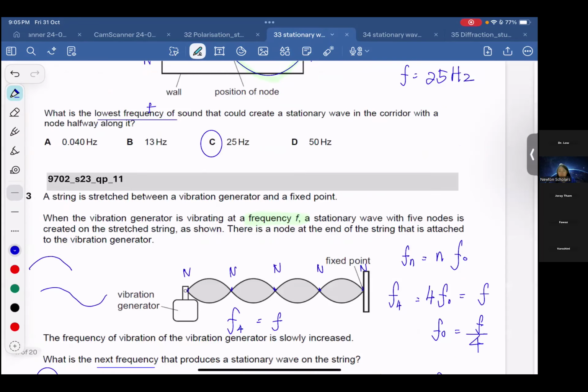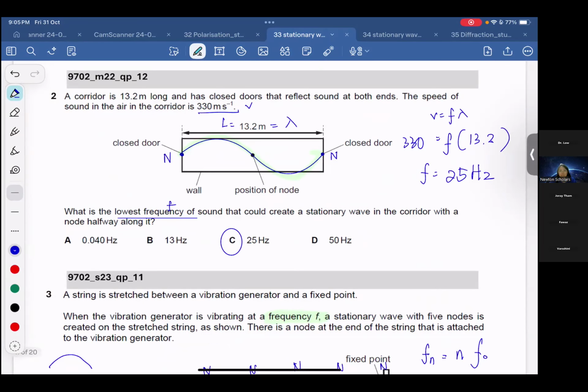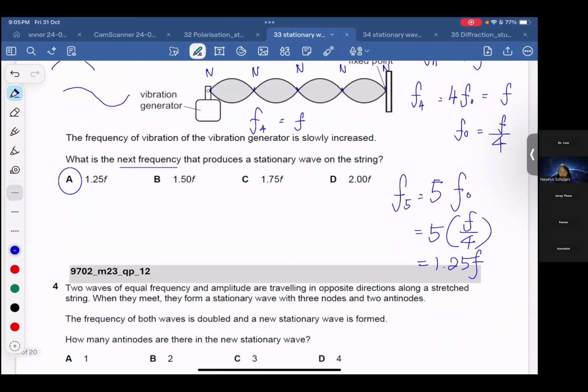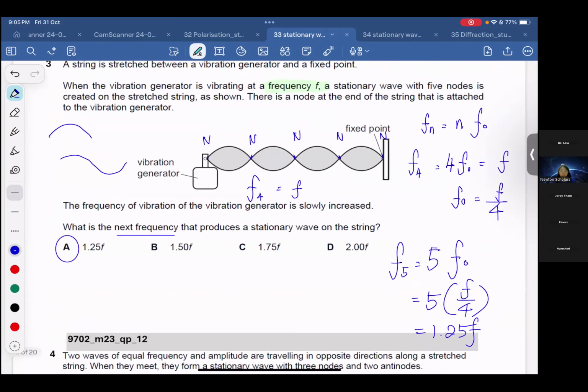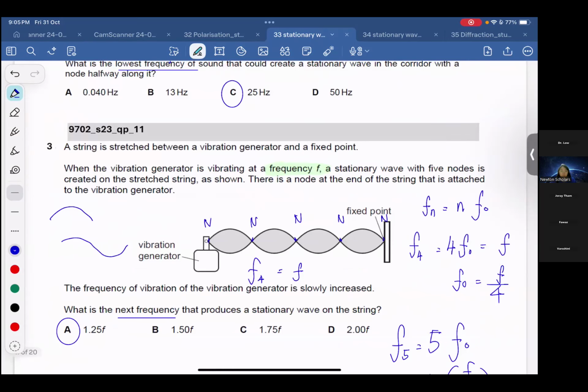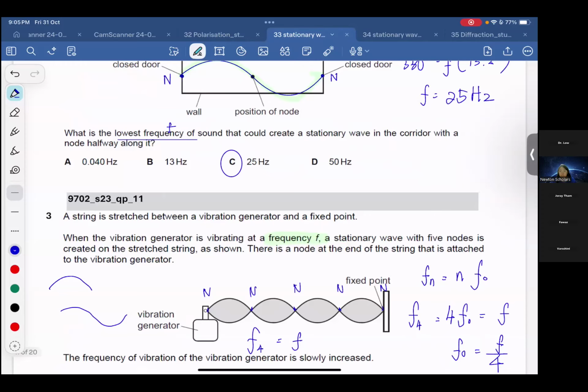Previous question, 2C. Wesley, 2C. Okay, Wesley, okay or not? 2C. Manjo cannot. Manjo, which question cannot, dear?